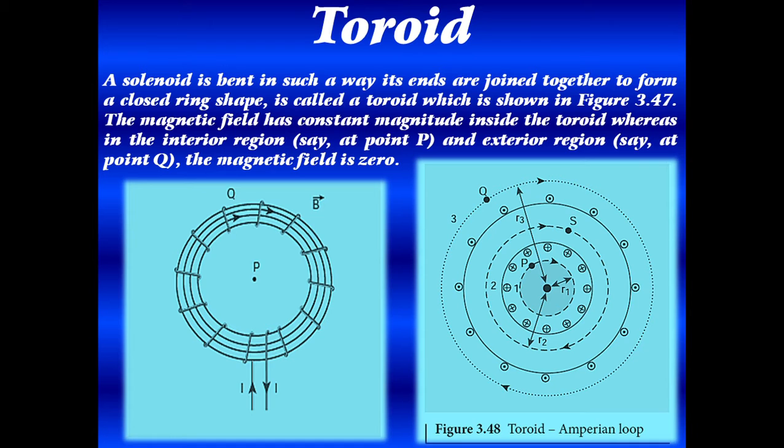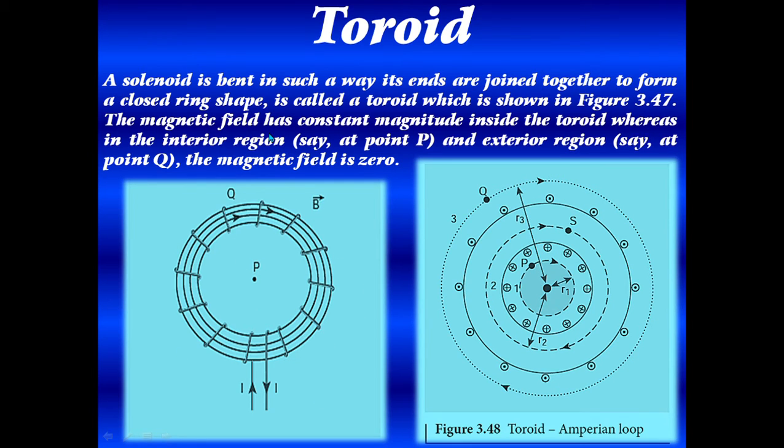Once again, a solenoid is bent in such a way that its ends are joined together to form a closed ring shape. This is called a toroid, which is shown in this figure. This is a toroid figure.